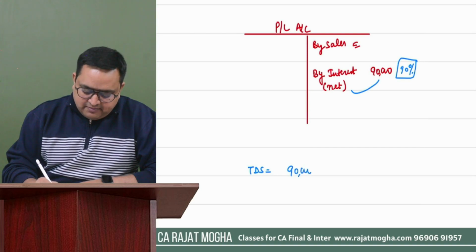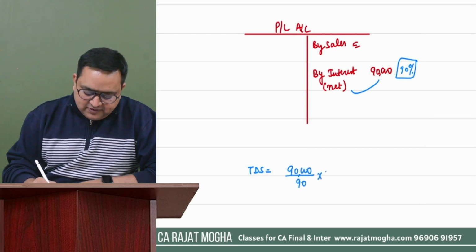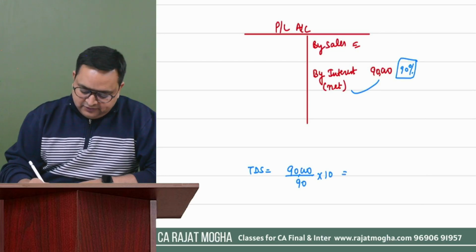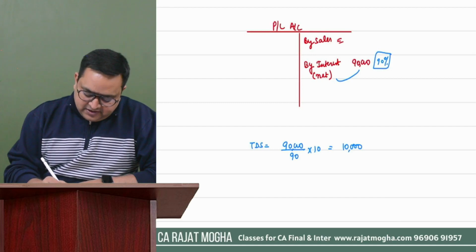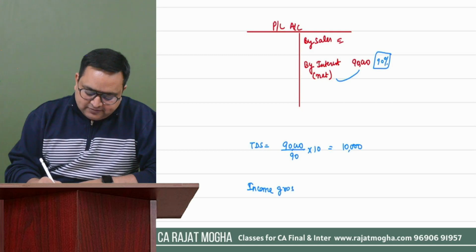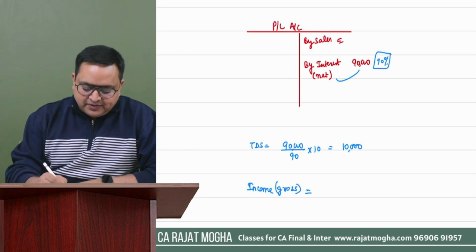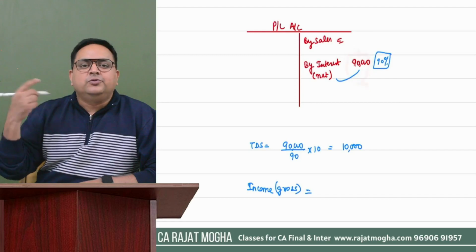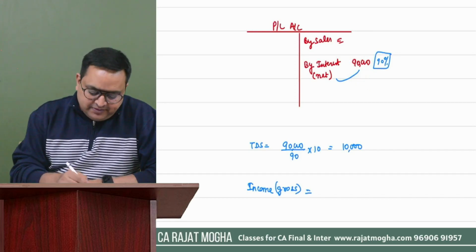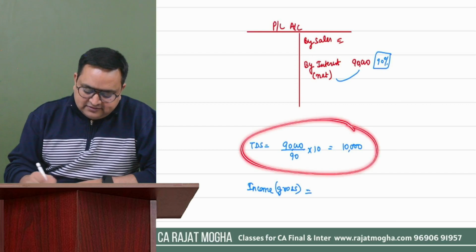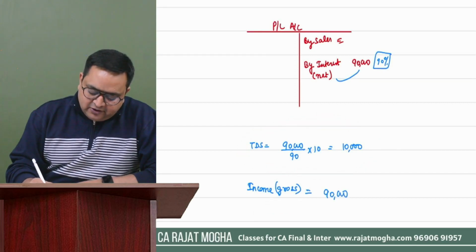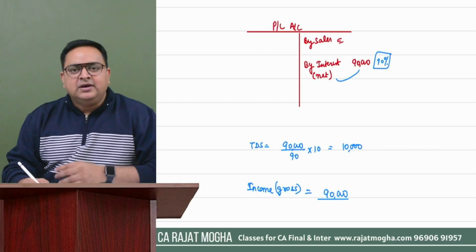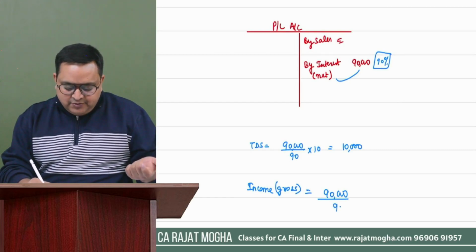How? The 90,000 amount is equal to 90%. So how much is the TDS amount? 10%, so 10,000 rupees is deducted. Or you can directly calculate what my income at gross level, meaning before TDS, would be. We understand that this amount is equal to 90%. So what would have been my income? 100%. You don't even have to calculate the TDS amount. You can directly say that your income is 90,000, that is the net amount, and this is equal to, let's say the rate of TDS is 10%, so this is equal to 90%.